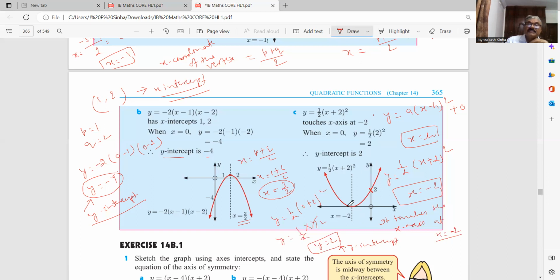And it touches the x-axis at x is equal to minus 2. Correct? And the axis of symmetry is x is equal to minus 2. So in this way, we can find all the values and we can draw the graph. We can plot the graph.